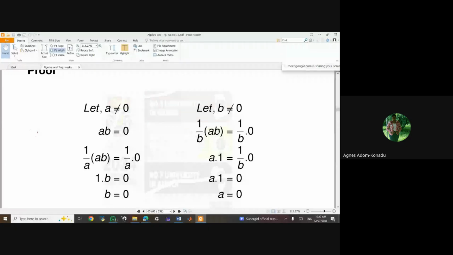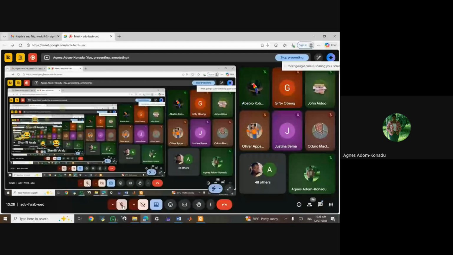So if I know that my B is not 0, I can find the inverse. The inverse is 1 over B. So I multiply.